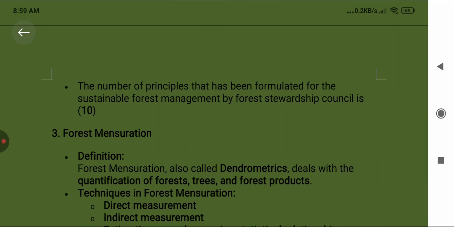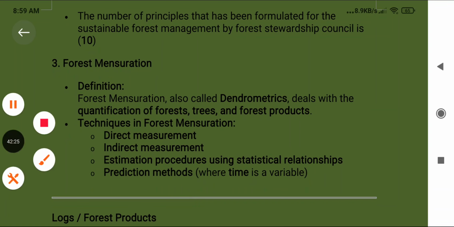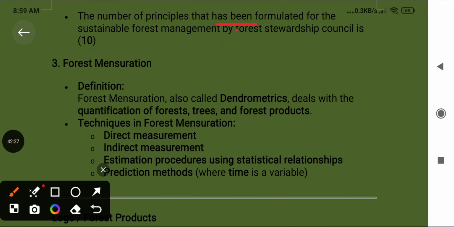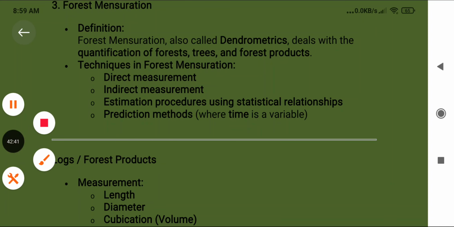The number of principles that has been formulated for the sustainable forest management by Forest Stewardship Council is 10. And forest mensuration, we can see forest mensuration.